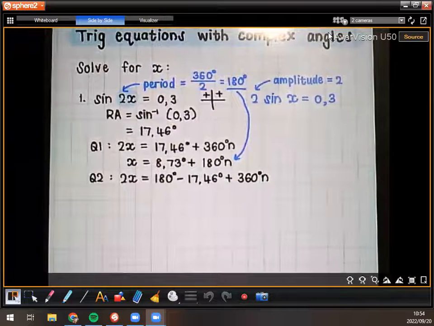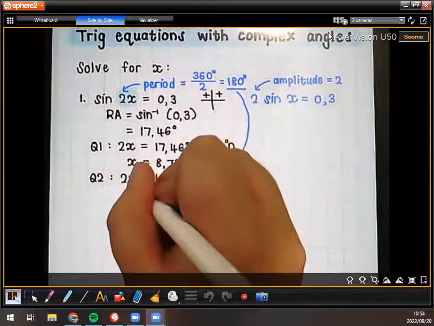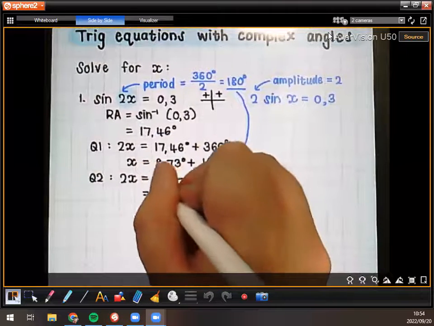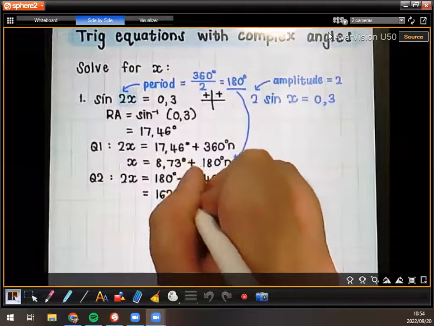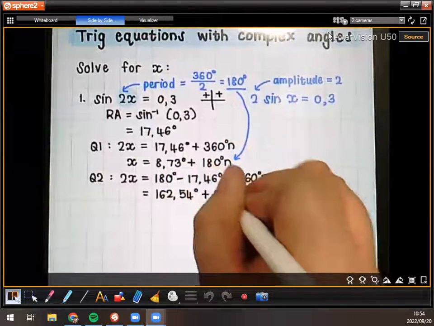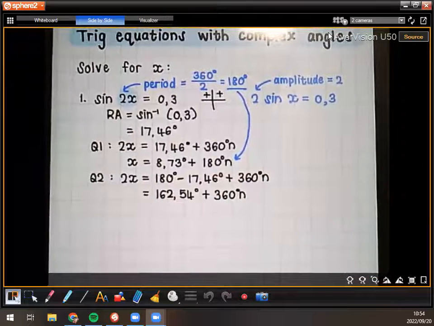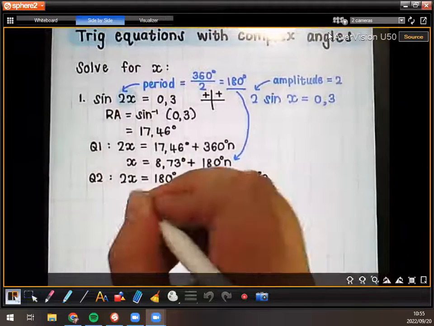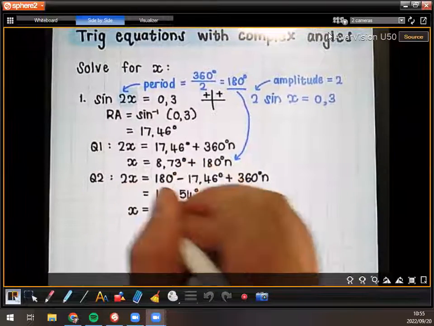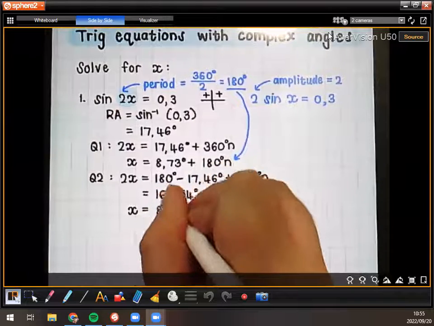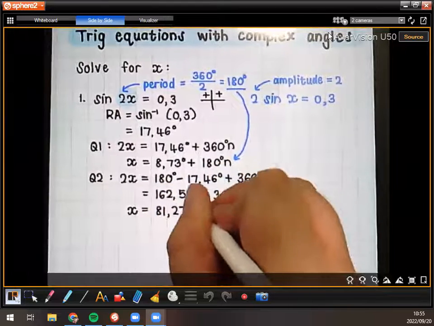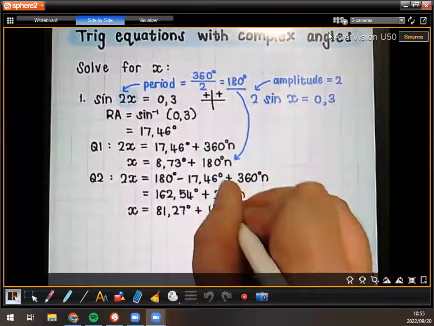And we quickly work this out. 180 minus 17.46 is going to give us an answer of 162.54 degrees plus 360n. And now what about that 2? Again, I need to divide by 2. So this answer, which I still have on my calculator, divided by 2, is going to give me x equals 81.27 degrees plus 180n.